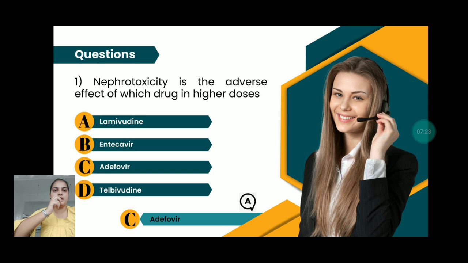Now it's time for some questions. The first question is, nephrotoxicity is the adverse effect of which drug in higher doses? The options are lamivudine, entecavir, adefovir, and telbivudine. So we have learned the drug with this adverse effect for anti-hepatitis B virus, that is adefovir is the answer.